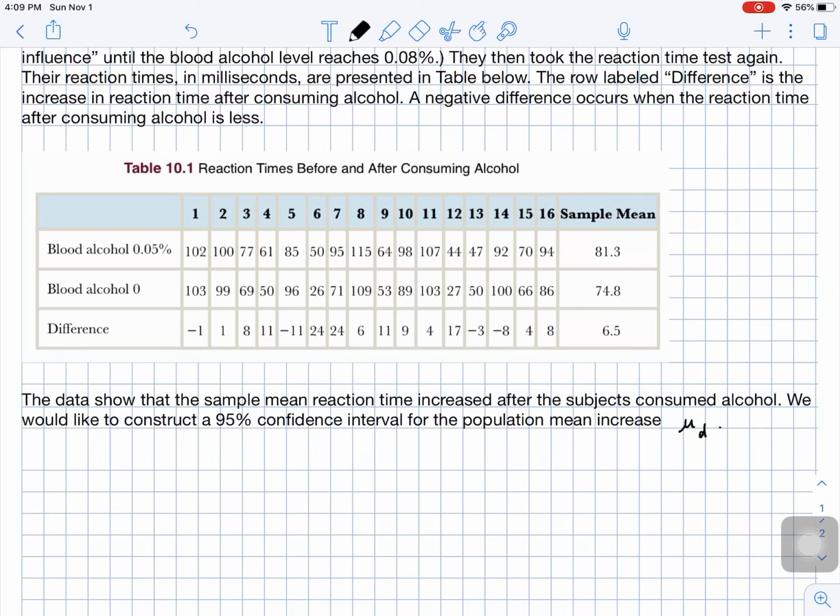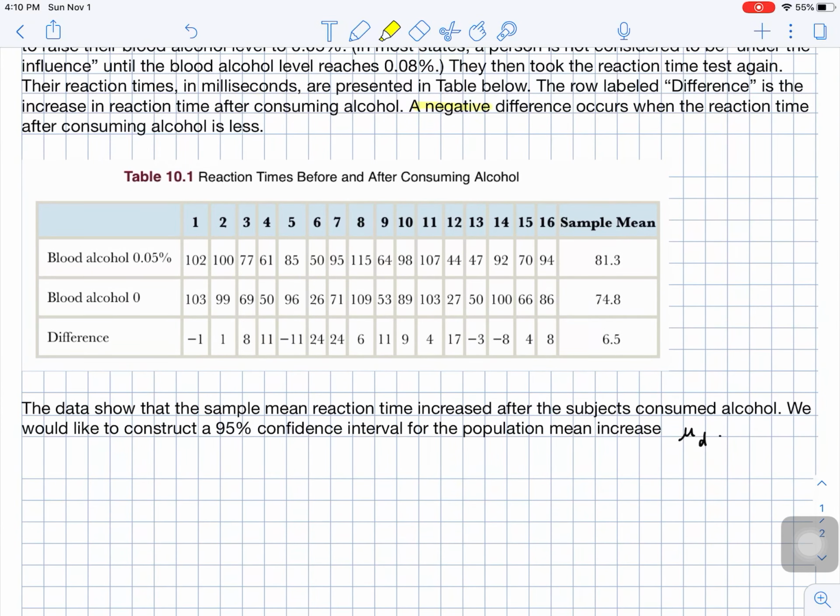The row labeled difference is the increase in reaction time after consuming alcohol. A negative difference occurs when the reaction time after consuming alcohol is less. So we have the table below. The data show that the sample mean reaction time increased after the subjects consumed alcohol. We would like to construct a 90% confidence interval for the population mean increase mu d.